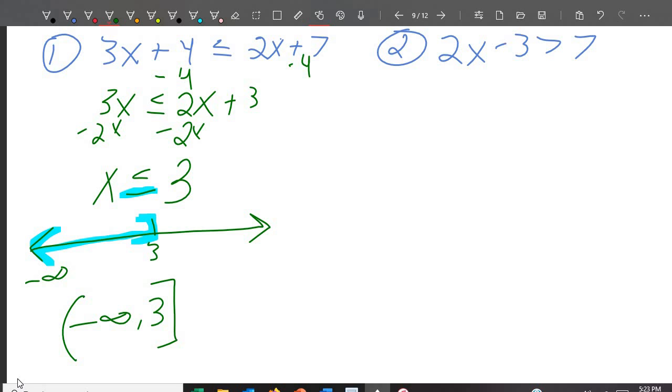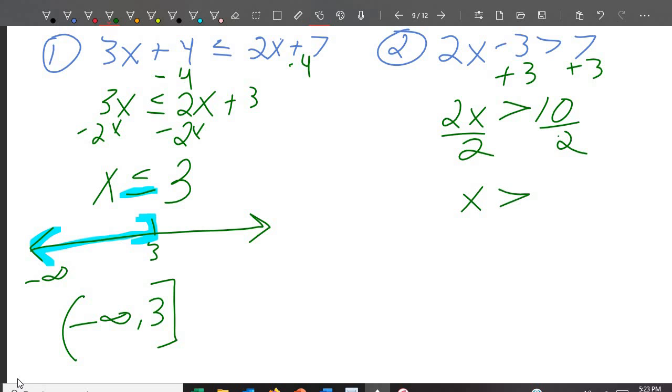The second one, not much to do on this one. We're going to add 3 to both sides. 2x is greater than 10. Then we divide by 2, and x will be greater than 5. And again, we can sketch it on the number line and then write the interval notation.